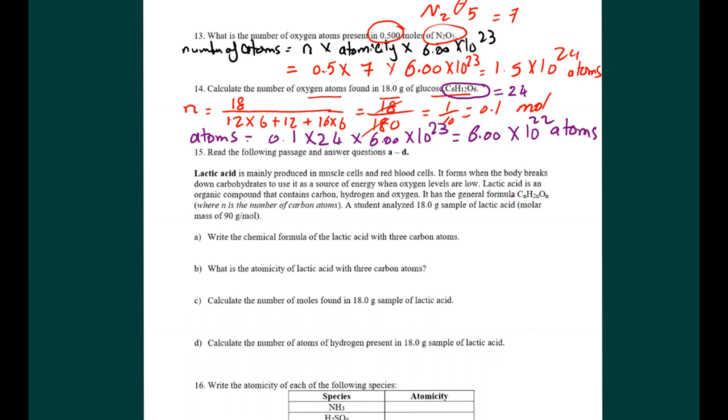Let's read this question. Lactic acid is mainly produced in muscle cells and red blood cells. It forms when the body breaks down carbohydrates to use as a source of energy when oxygen levels are low. Lactic acid is an organic compound that contains carbon, hydrogen, oxygen. It has a general formula, and he gave the general formula. And the N here is the number of carbon atoms. A student analyzed an 18 gram sample of lactic acid. The molar mass of lactic acid is 90 gram per mole.